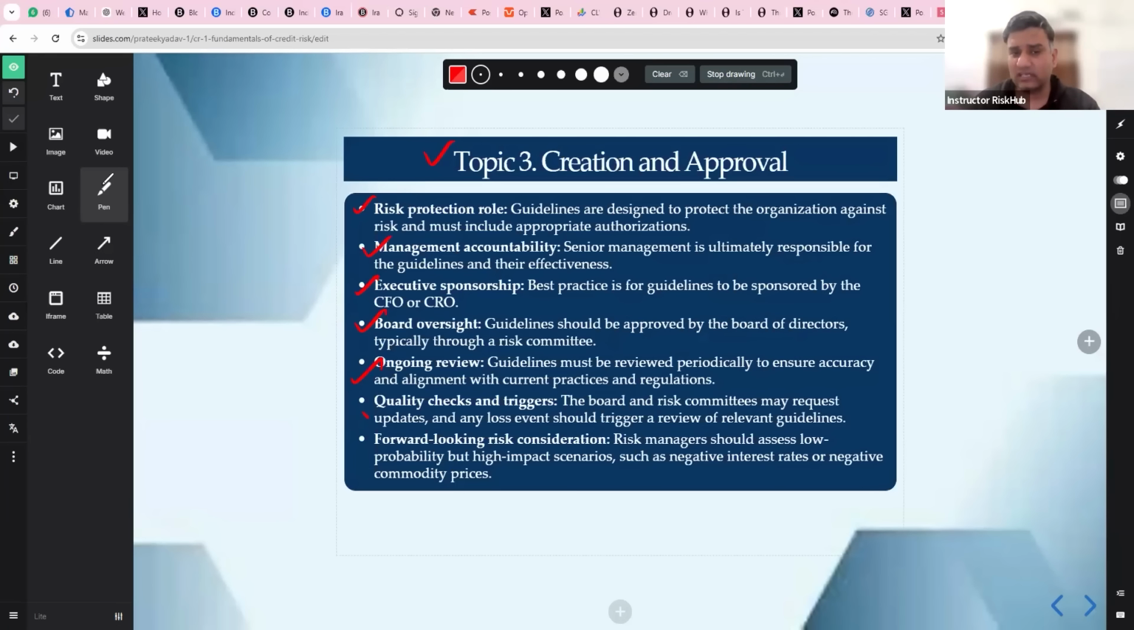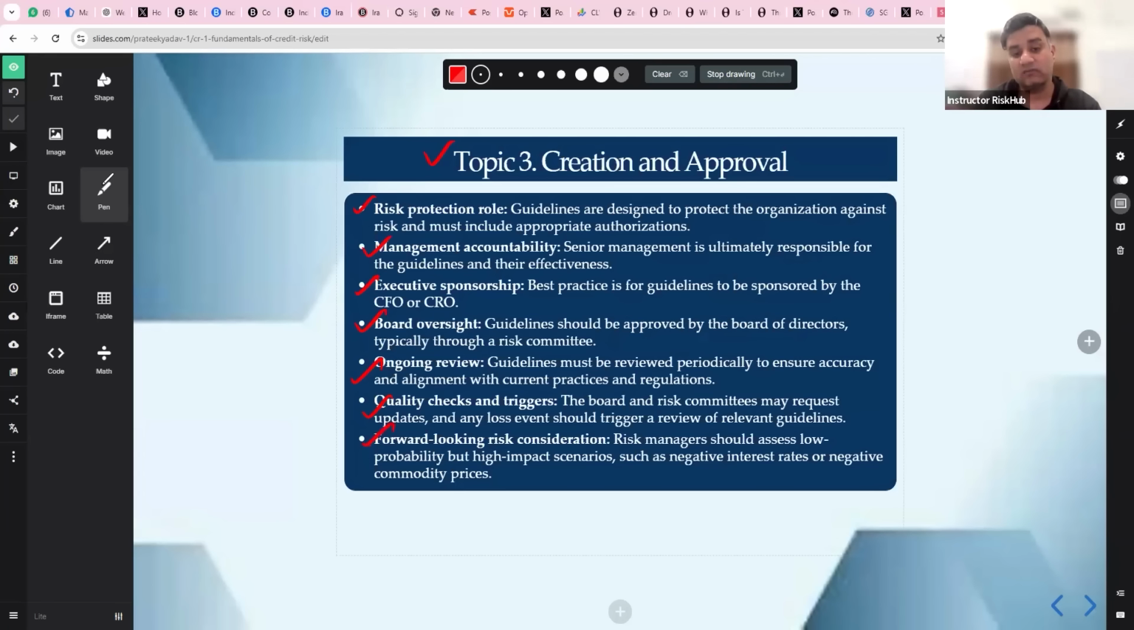Then you need to have quality checks and triggers also, right? After a major loss event, policy must be reviewed. This is your event-driven governance. For example, if a sector default spike occurs, sector limits are reviewed. This connects to your back testing. This connects to your model validation. This connects to your stress scenario recalibration.